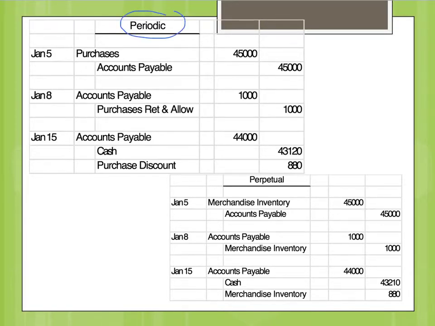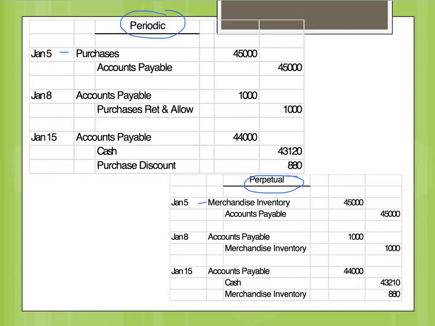Here are the periodic inventory journal entries. Here are the perpetual inventory journal entries. Under the periodic method, we use the account Purchases. Under the perpetual method, we use Merchandise Inventory. So recording the purchase is Purchases and Accounts Payable for $45,000.